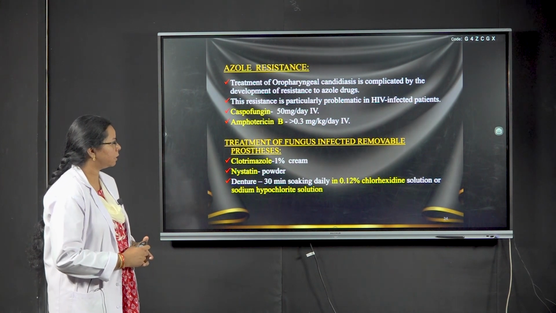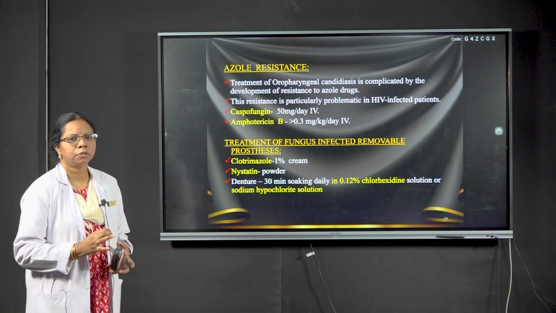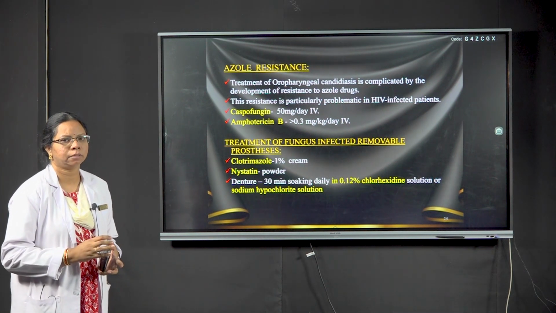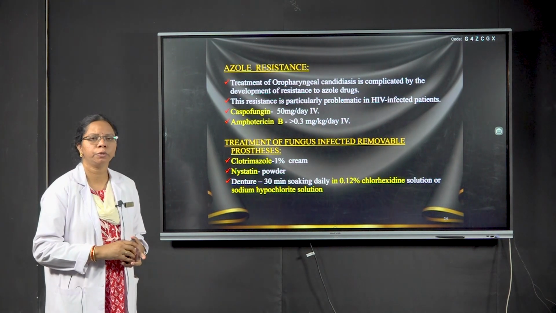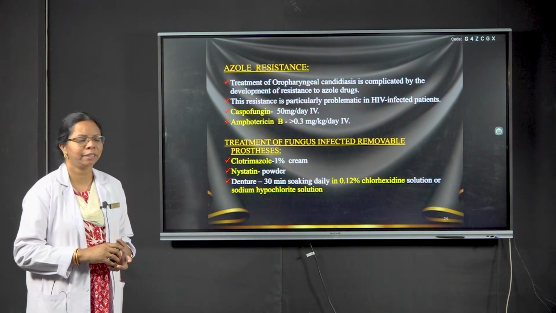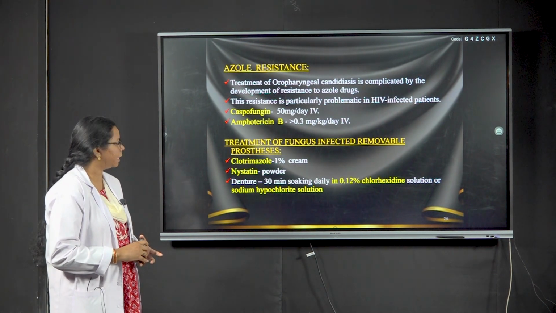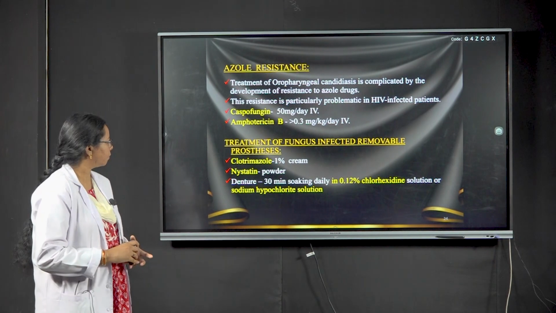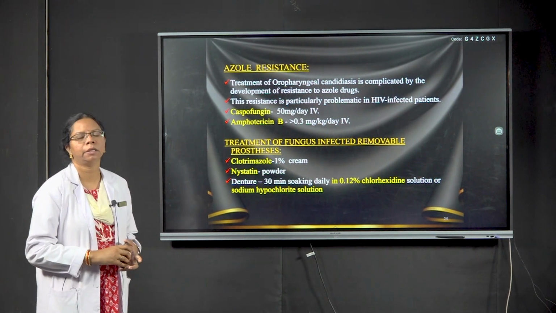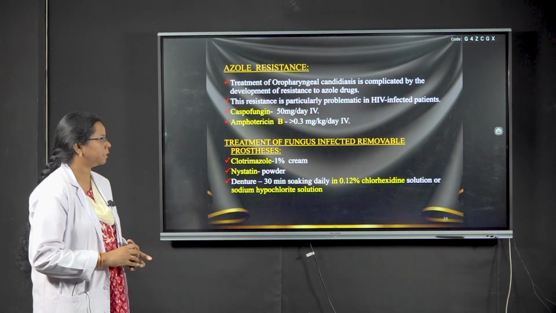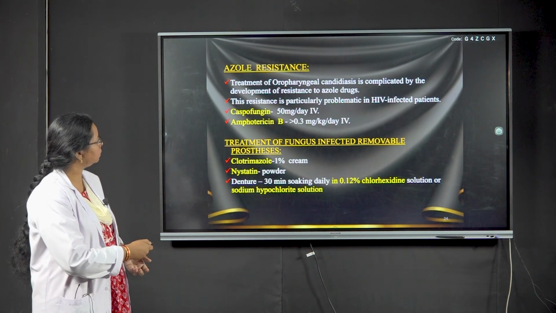For treatment of fungus-infected removable prostheses, advise patients to discontinue the dentures until the lesion heals, and not to use the dentures especially during night time. Advise clotrimazole 1% cream and nystatin powder on the lesion, and dentures are advised to be soaked daily for 30 minutes in 0.12% chlorhexidine solution or sodium hypochlorite solution.